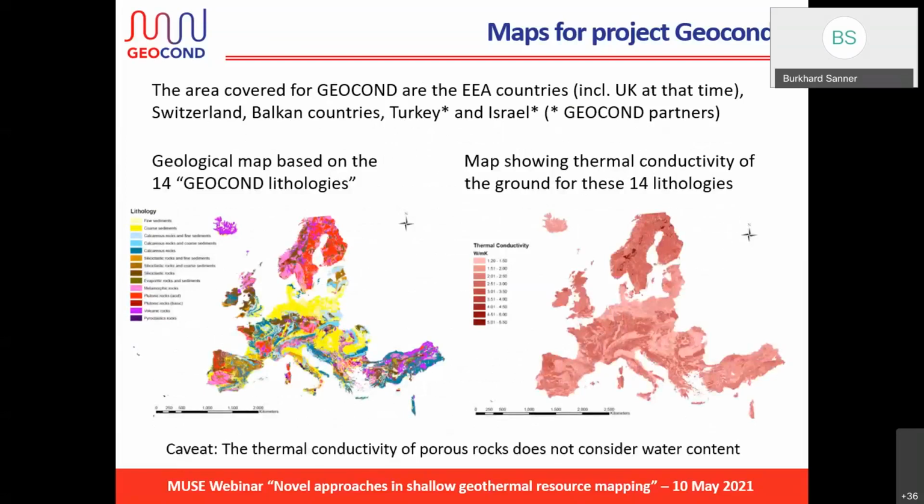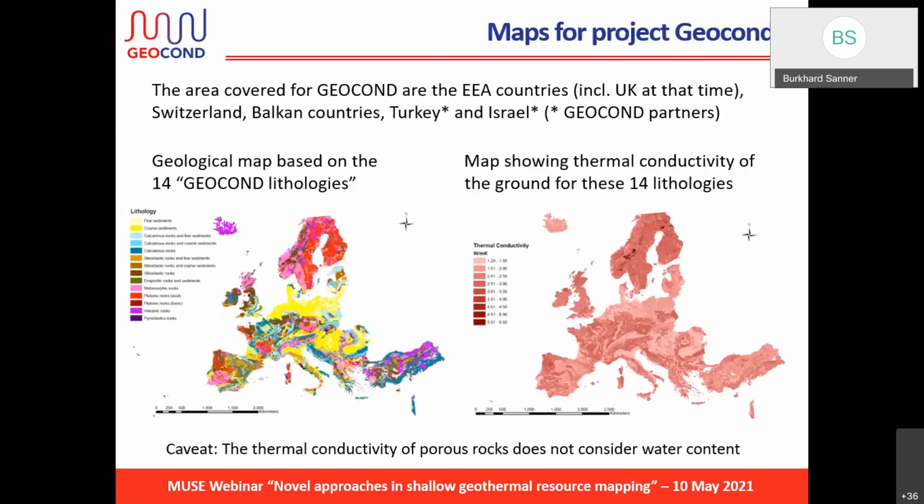What you see here, to the left, the 14 Geocond lithologies, if you use this, let's say, basic resolution for the map of lithologies, and to the right, the derived map for the thermal conductivity. There is a caveat to be made. The thermal conductivity of porous rocks is quite dependent on the water content. And this is something that we couldn't include because there is not sufficient information available on that.